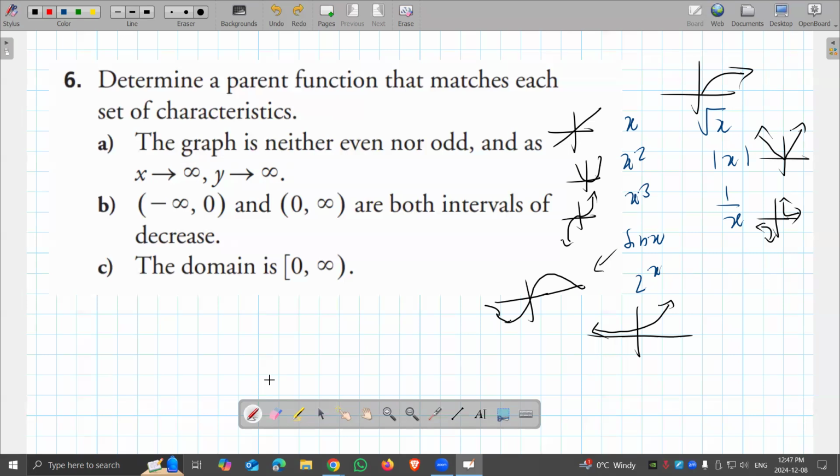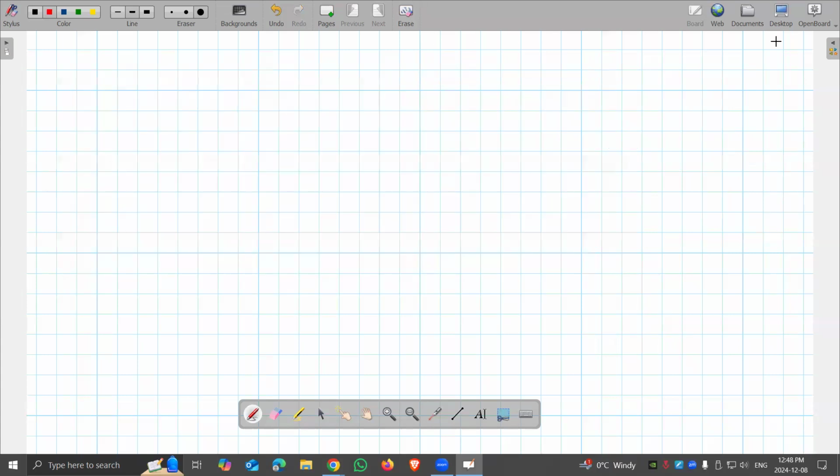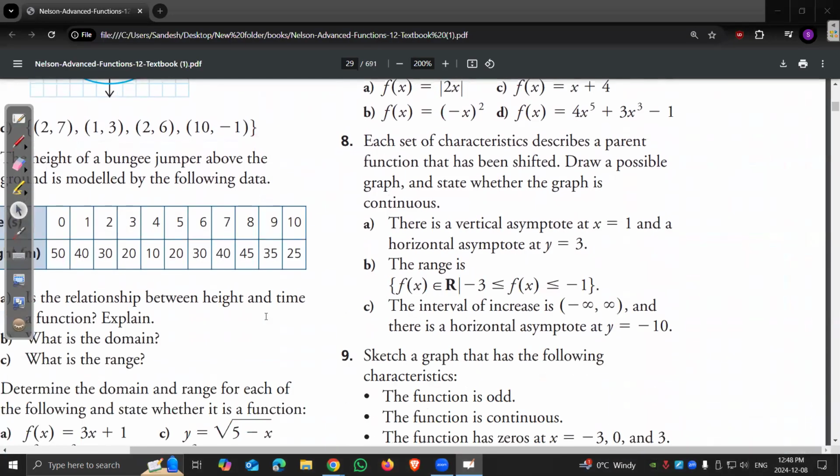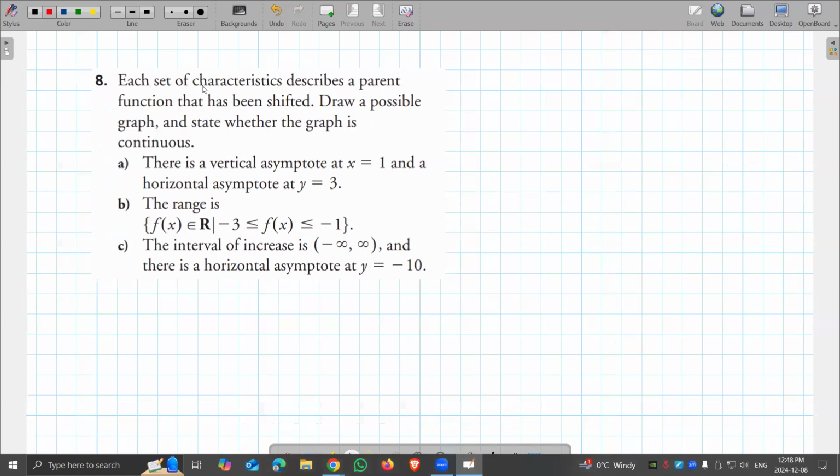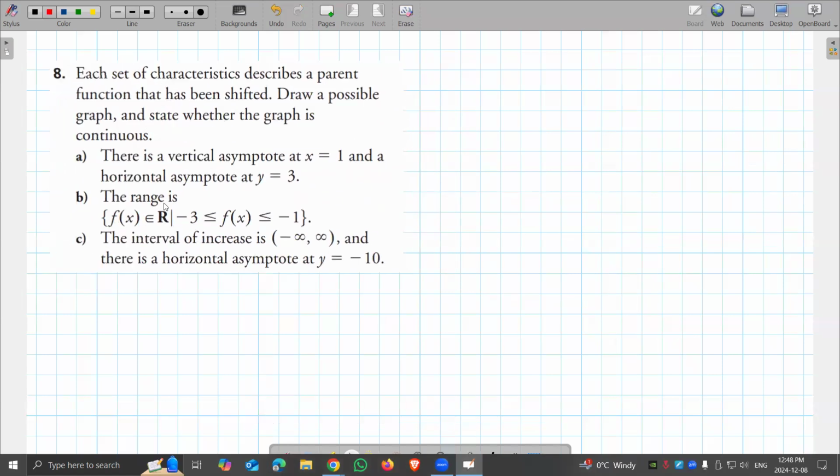Part C, the domain is 0 inclusive to positive infinity. Which one fits the bill? Root of x. Root of x, perfect. So again, remember the parent functions. Each set of characteristics describes a parent function that has been shifted.